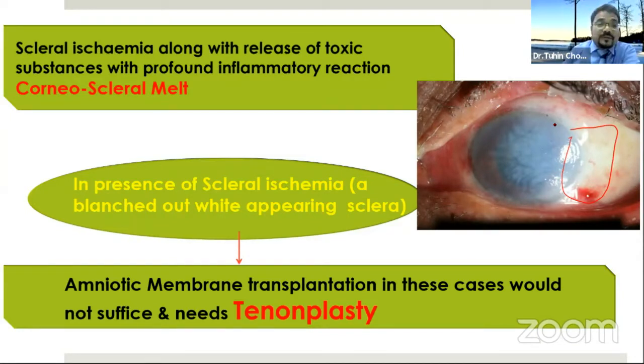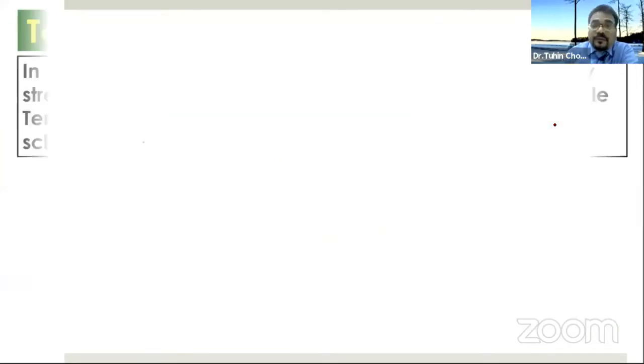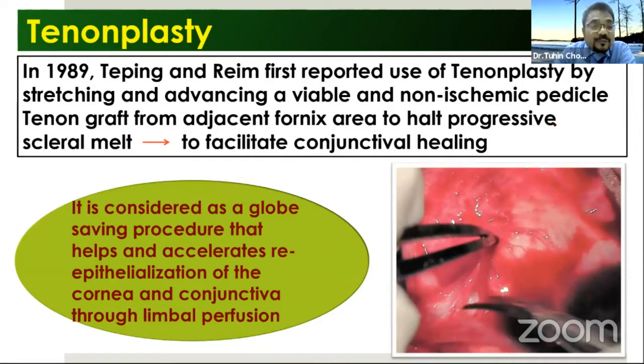Tenonplasty was first described by Tapping and Ream, where Tenon's was used as a pedicle graft, and it is considered a globe-saving procedure that helps and accelerates the epithelialization of the cornea and conjunctiva through limbal perfusion.